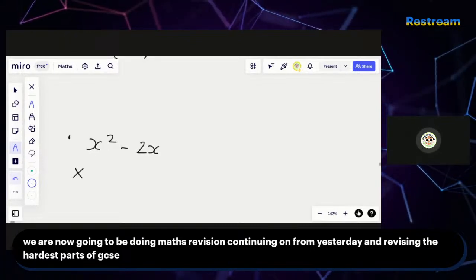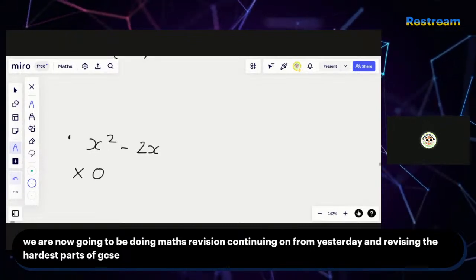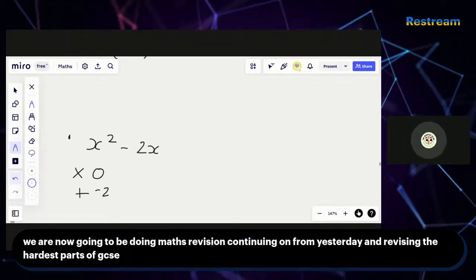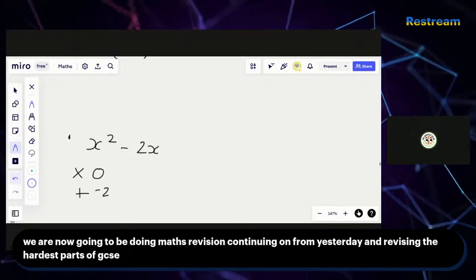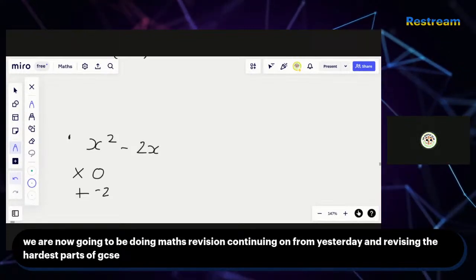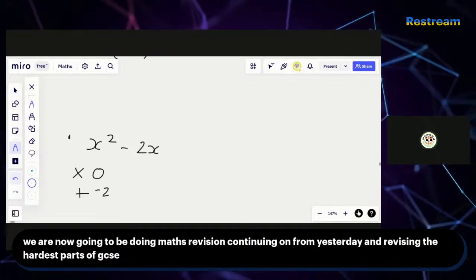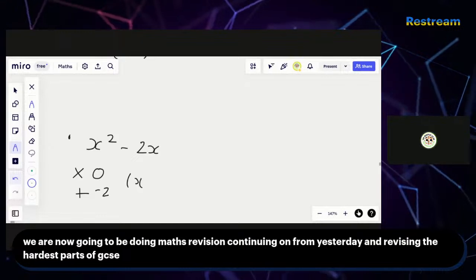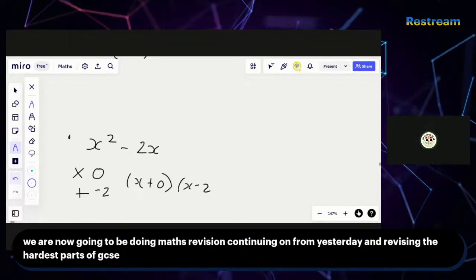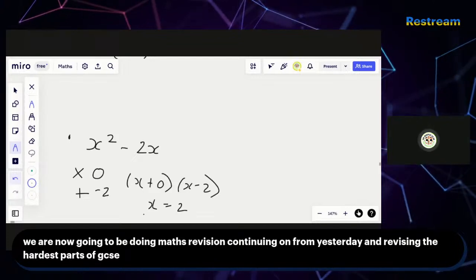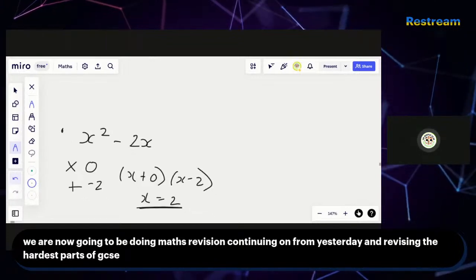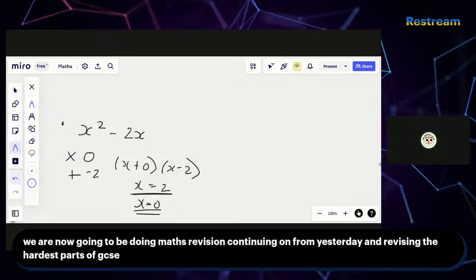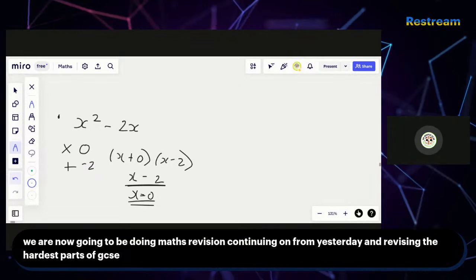So what you'll do is you'll times to get 0, and you'll add to get minus 2. So what adds to get minus 2 and times to get 0? Minus 2 and 0, right? So minus 2 and 0, and then you get x is equal to 2. So you find the roots, x is equal to 2 or x is equal to 0. So let's do this equation.